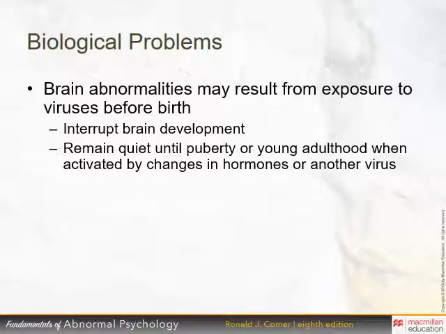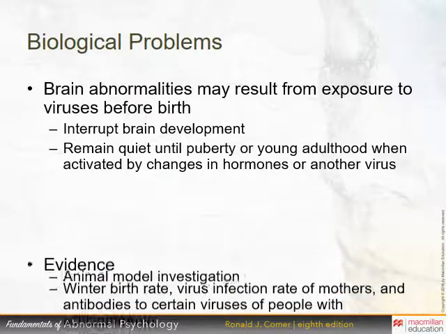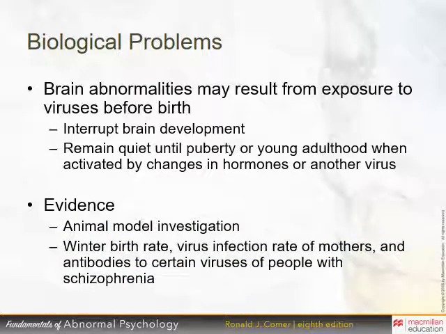The brain abnormalities may result from exposure to viruses before birth that may interrupt brain development. They may remain quiet until puberty or young adulthood when activated by changes in hormones or another virus. The evidence for this has been shown in research with animals. Also, there's research that we can see with winter birth rates and the virus infection rate of mothers, and antibodies to certain viruses of people with schizophrenia.